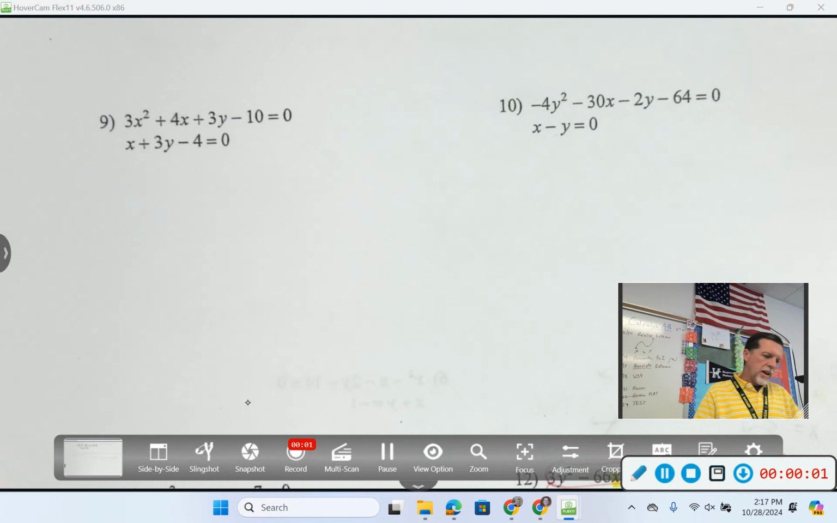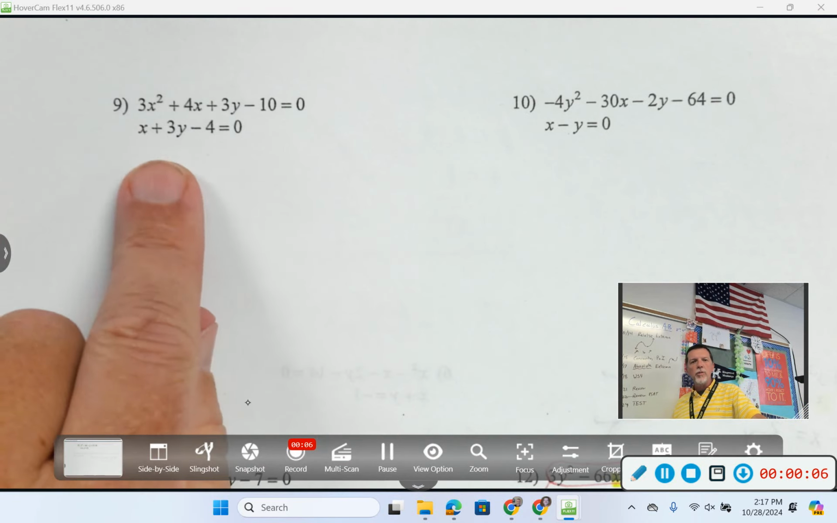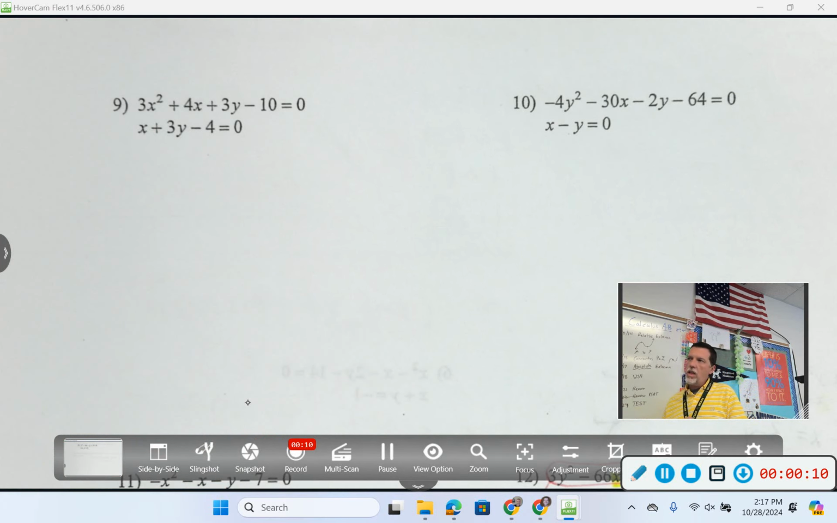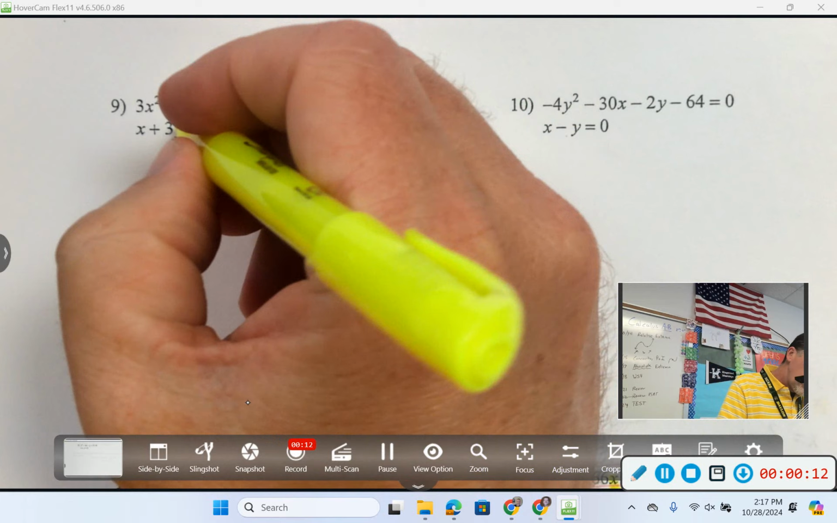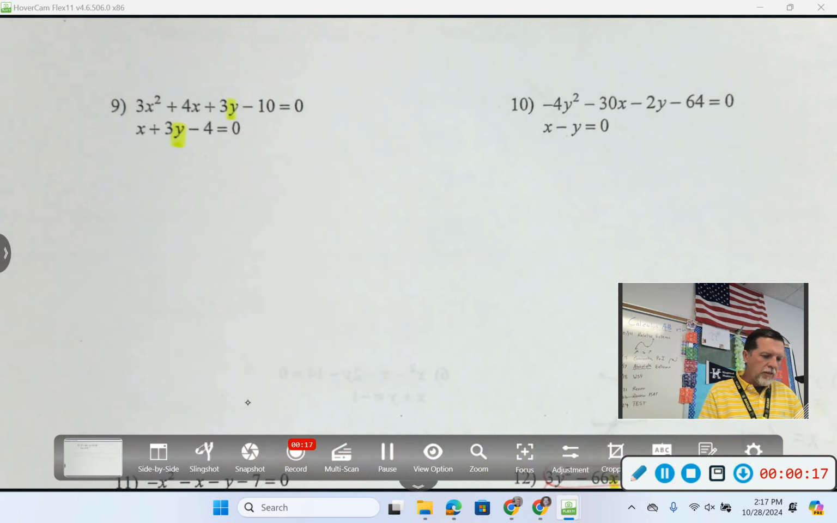All right, looking at number 9 on the worksheet. Michael, you asked for number 9. Which variable would you like to solve for out of this second equation? Y. Good. Definitely y. Although that might result in a fraction, but it's better than having to square something, I think.